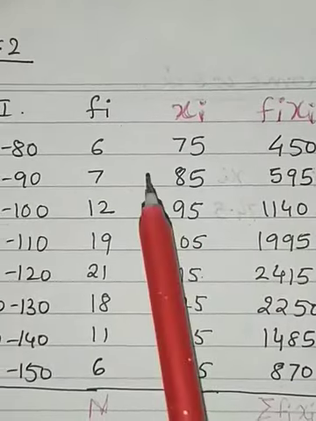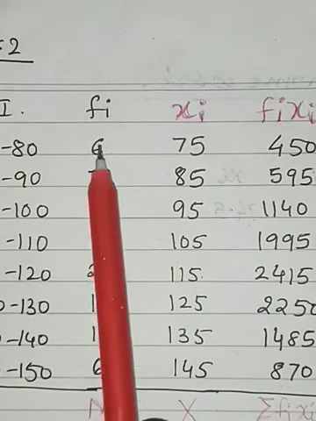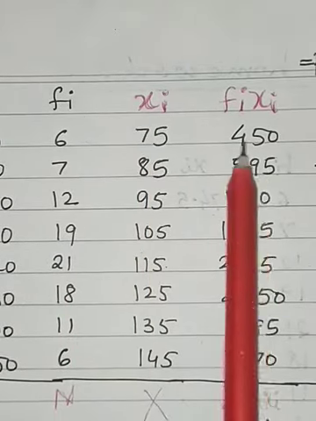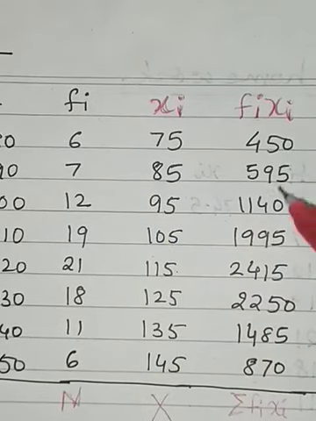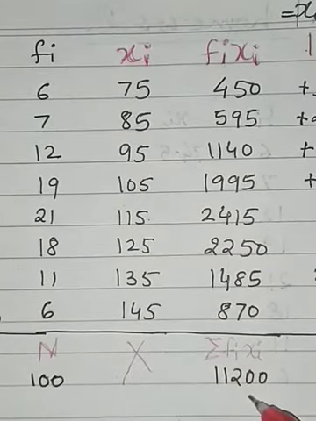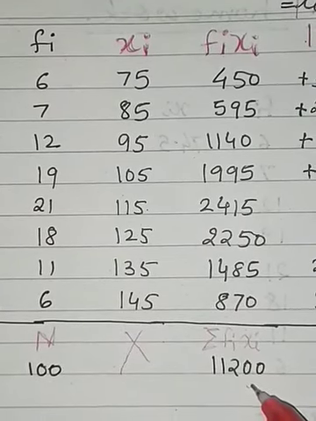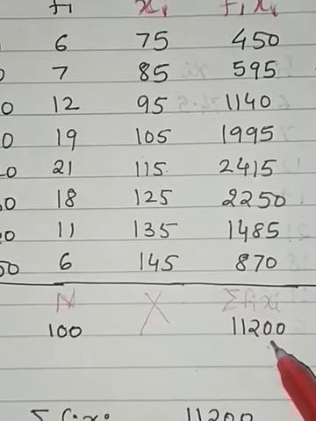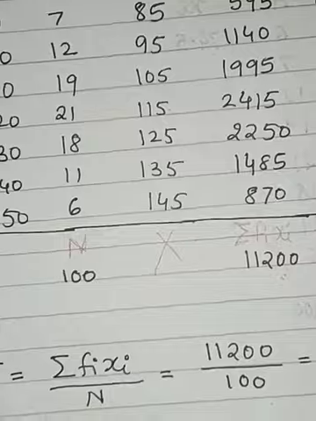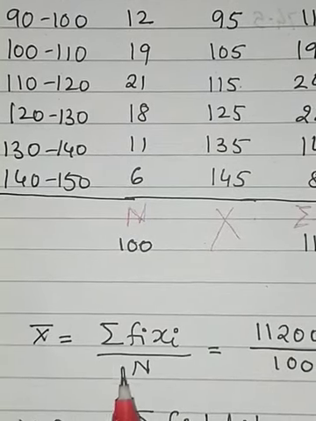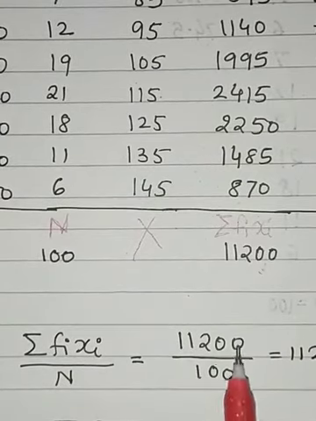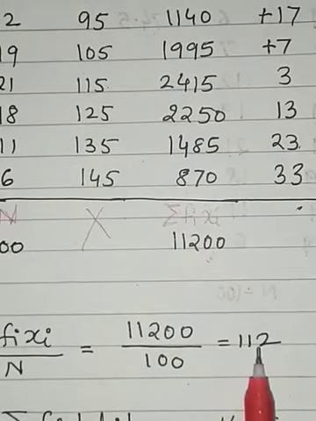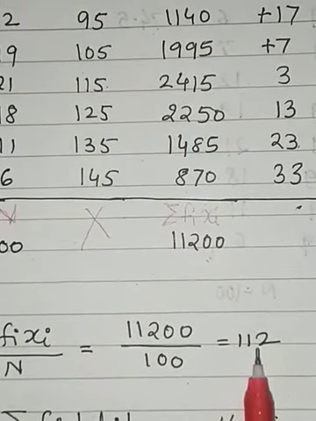Then summation Fi Xi, multiply these two, 6 into 75, 450, 7 into 85, 595 and so on. Add the total here, which is 11,200. After this, we are finding x bar, which is summation Fi Xi upon n, that is 11,200 upon 100, 112. X bar is 112.